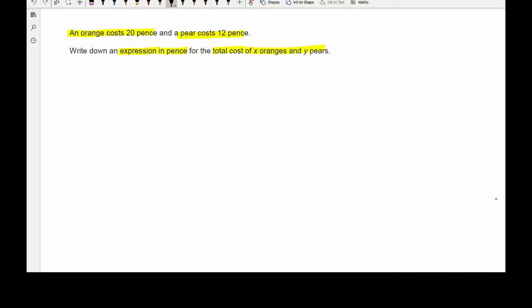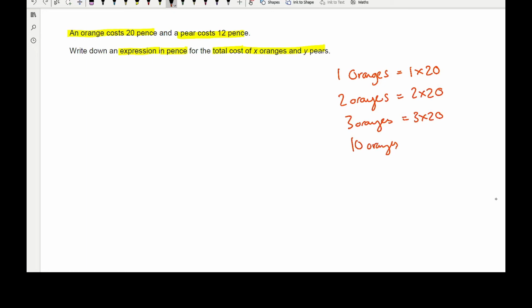Now, if I'm looking at the oranges, if I buy 1 orange, then that's going to be 1 times 20. 2 oranges would be 2 times 20. 3 oranges would be 3 times 20. 10 oranges would be 10 times 20. And 100 oranges would be 100 times 20. So therefore, x number of oranges would cost x times 20, which simplifies to be 20x.